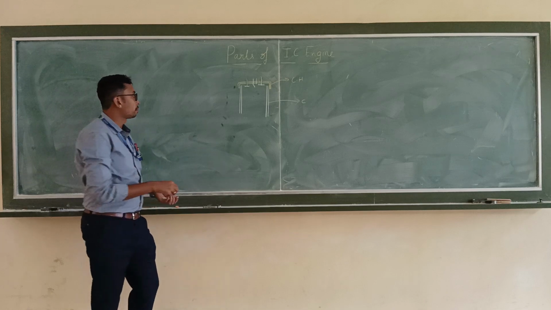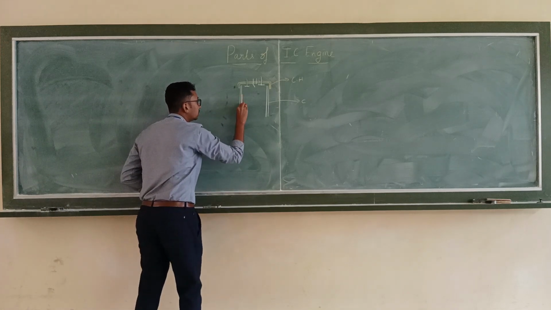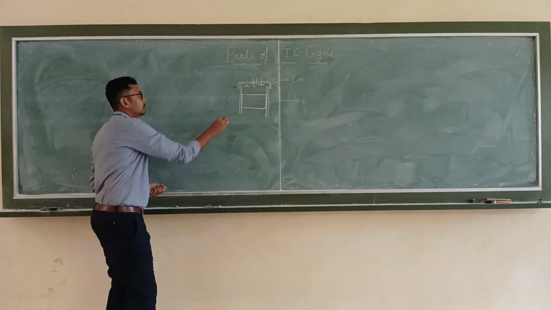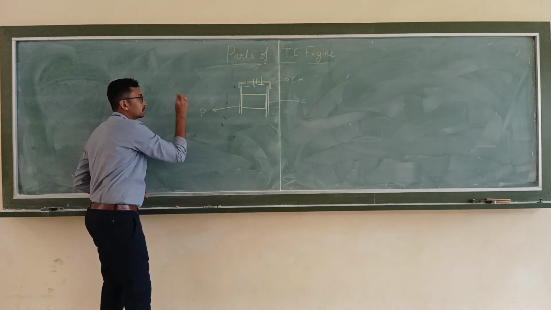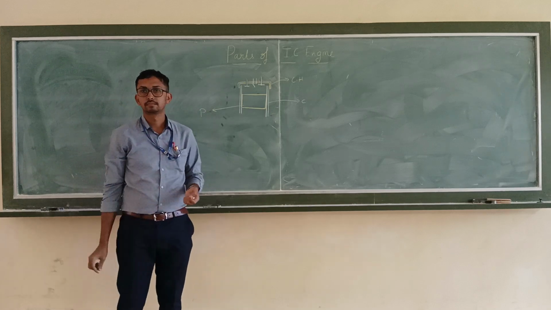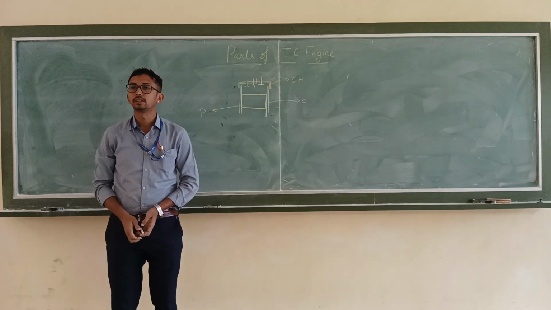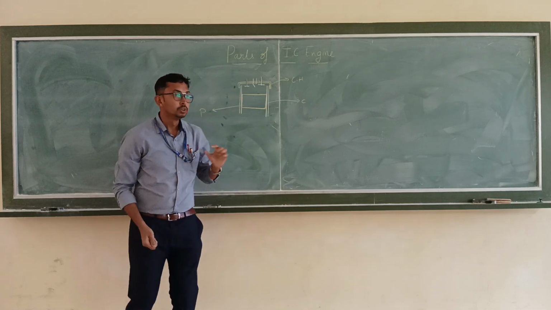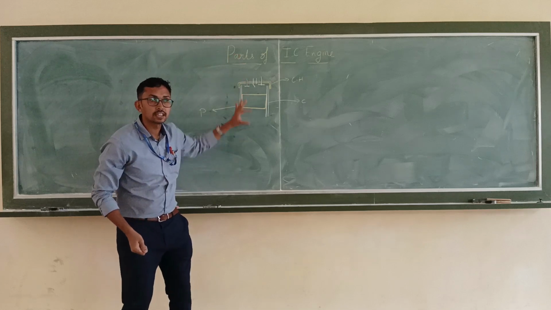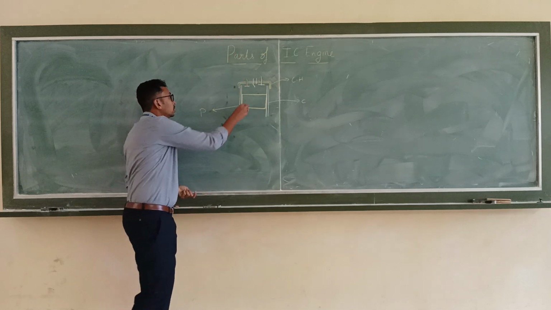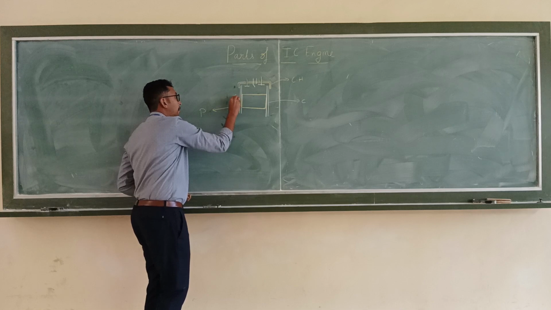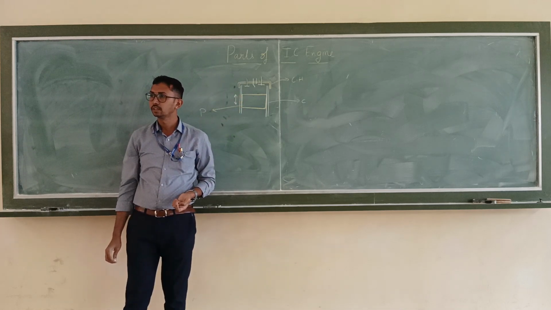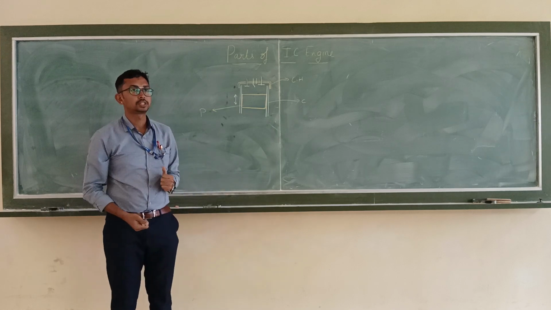Next, another component is the piston. What is this? It is a piston. P stands for what? Piston. So what is the purpose of the piston? Once again, the piston is a circular, cylindrical part which is going to reciprocate inside the cylinder. The piston is going to reciprocate up and down. Is it clear? So what is the function of the piston?